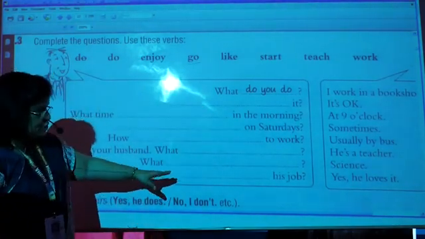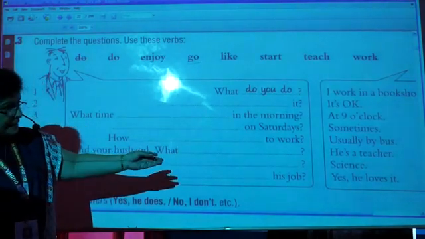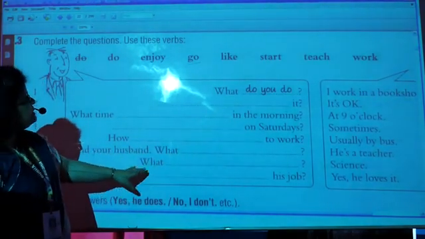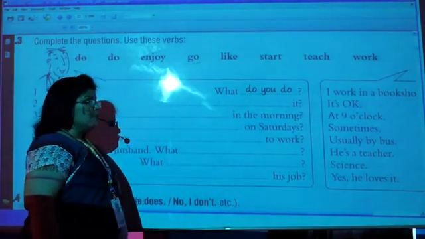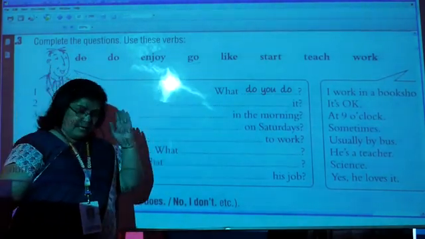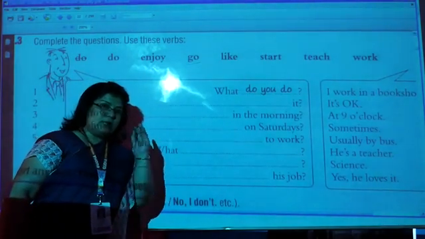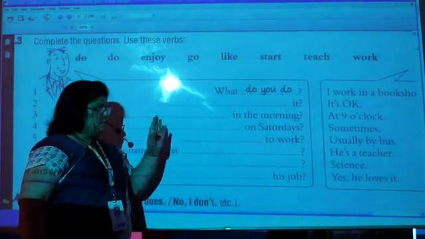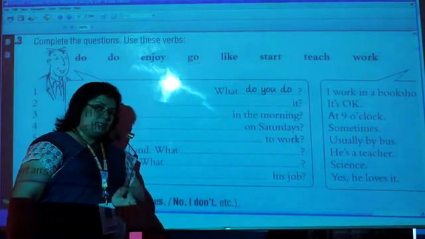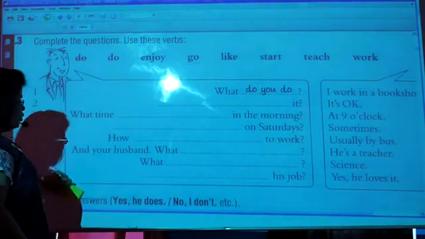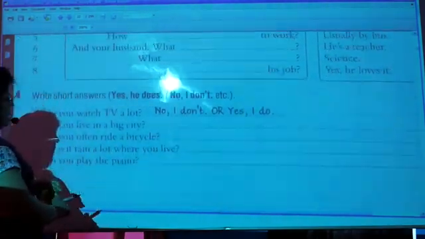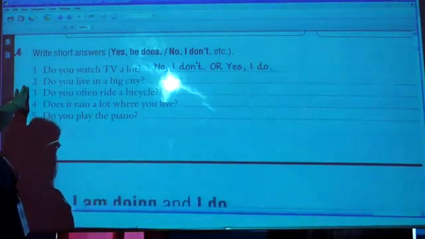Next, dash dash dash his job. Yes, he loves it. So does he like his job? So this way you have to make the sentences. I'm again telling you the answers are at the back of your book, but first solve them and then tally your answer and send them to me. Okay, children? So let us scroll again, and here there is one more, and that you'll do on your own. Do you watch TV a lot?